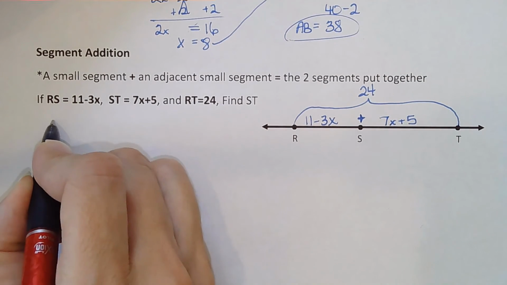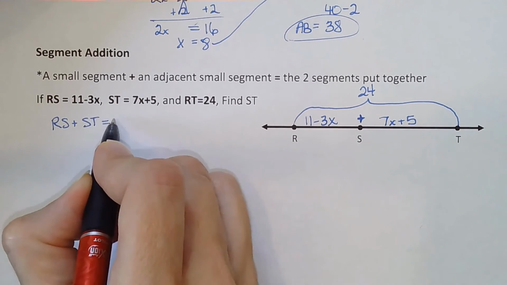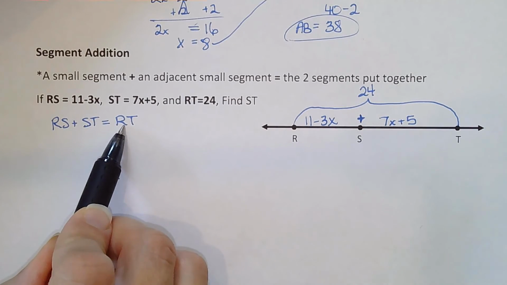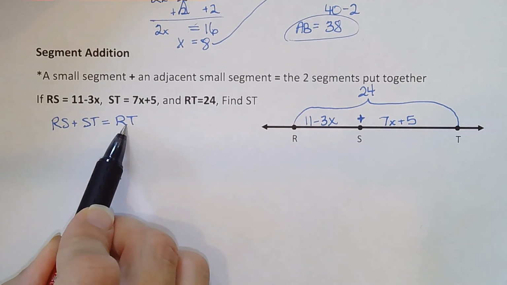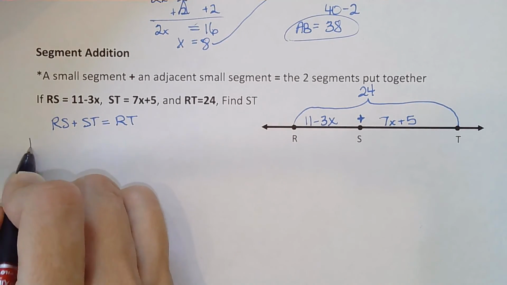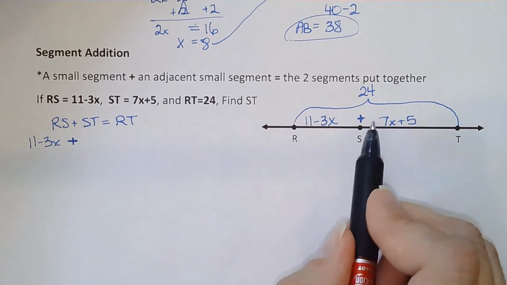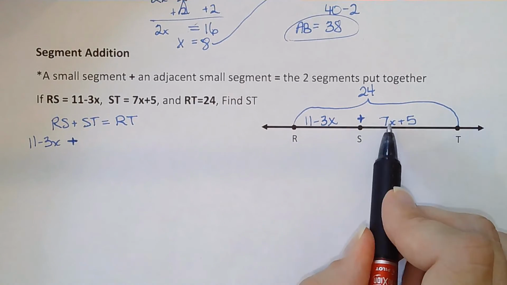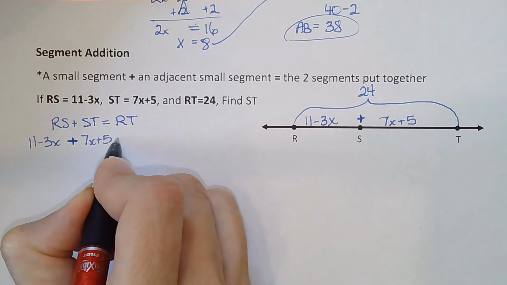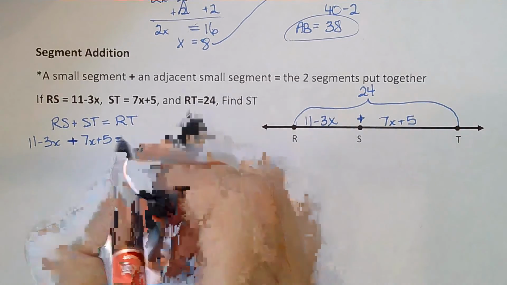So as a reminder, we had RS plus ST equals RT. The 2 smaller parts equal the whole big part, right? So that's segment addition. Now I'm going to put in these parts that we had here. So we had 11 minus 3x, and then we had our big plus in the middle, and then we've got 7x plus 5, and that equals the whole big thing, which was 24.